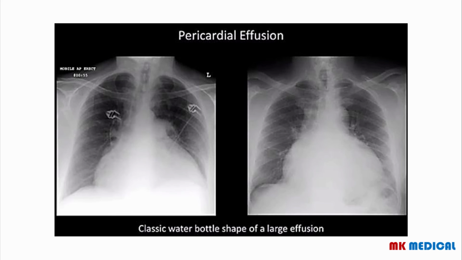So as you can see, this looks like a classical water bottle. Follow the outline of my cursor. This looks like a water bottle. Even this looks like a water bottle. Like that. So you refer to that as a pericardial effusion.